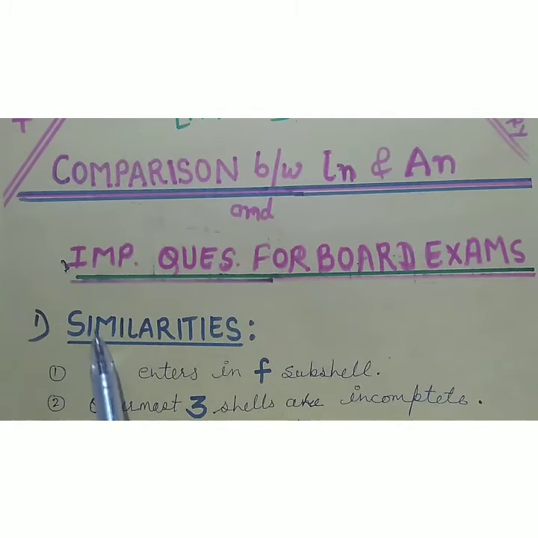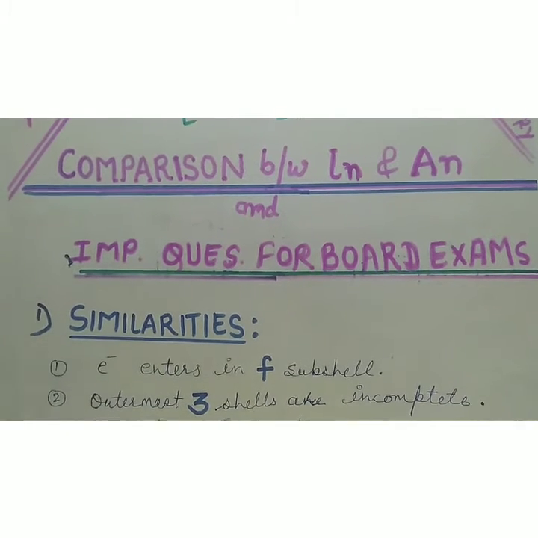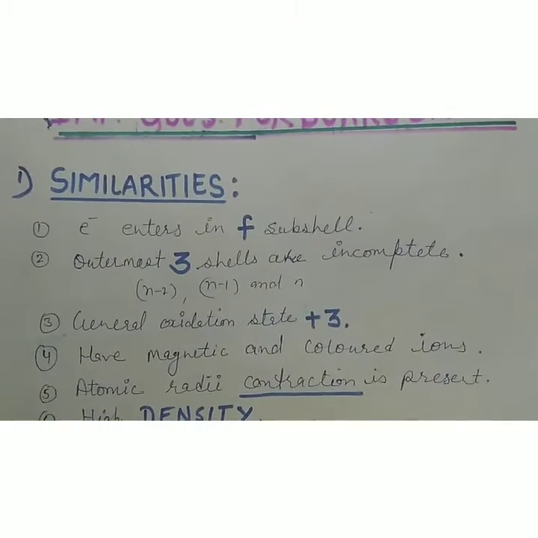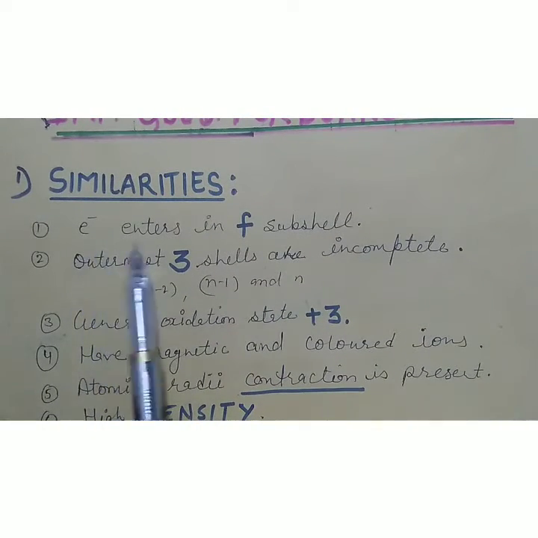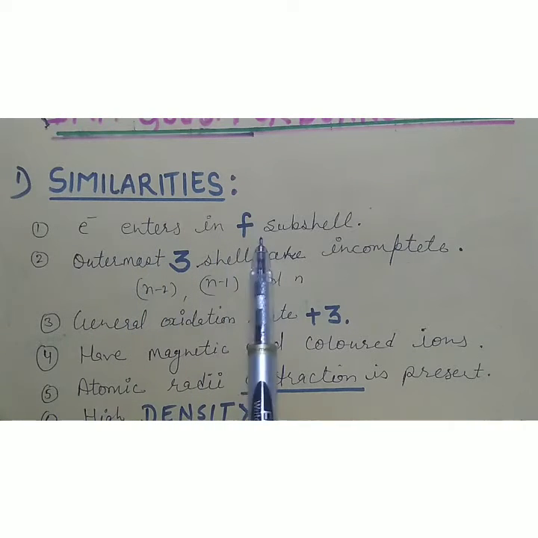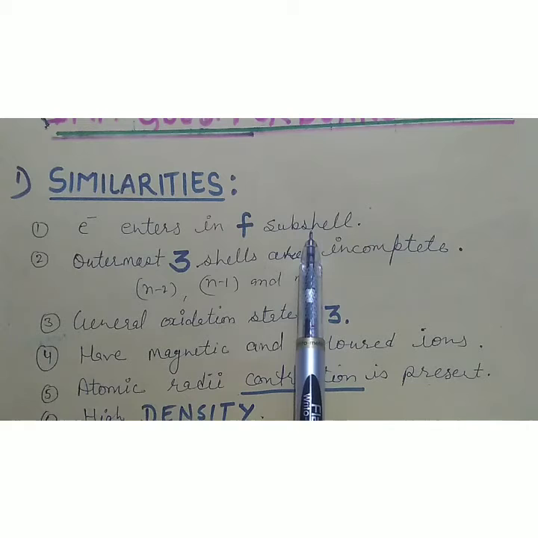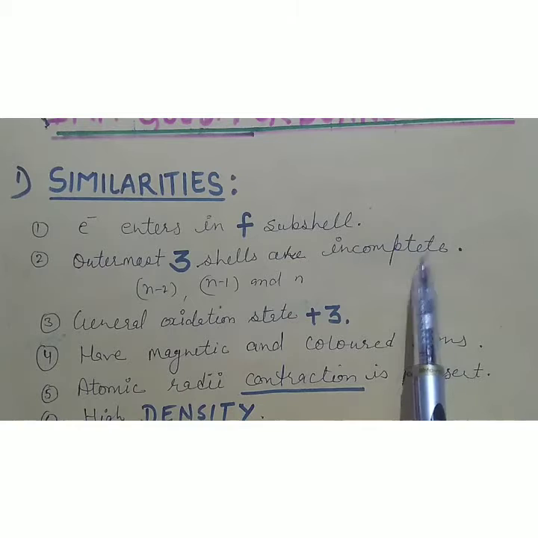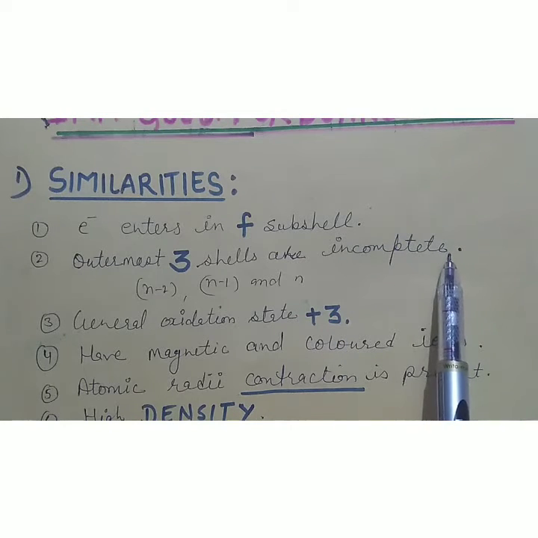First of all, we will discuss the similarities of lanthanides and actinides, as we have already discussed in the videos of lanthanides and actinides. First, the last electrons of both lanthanides and actinides enter the F subshell, so these are known as F block elements. The outermost three shells, n-2 (pre-penultimate), n-1 (penultimate), and n (outermost), are incomplete in both lanthanides and actinides.